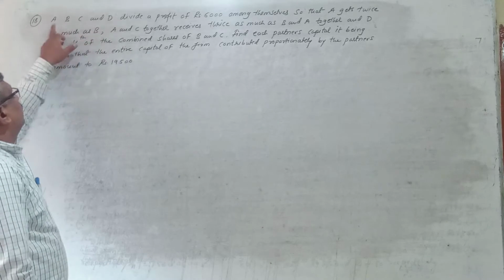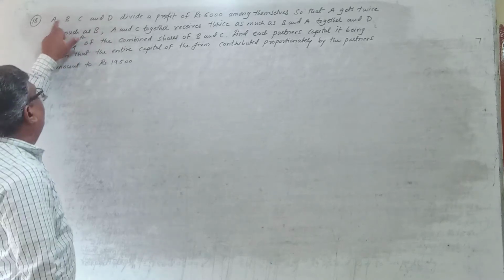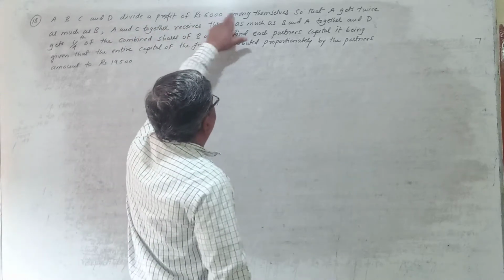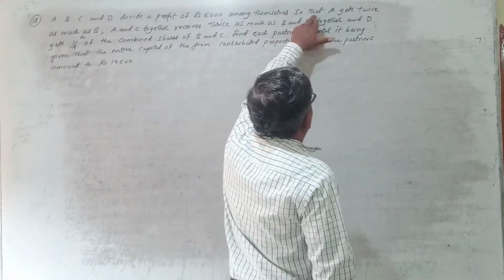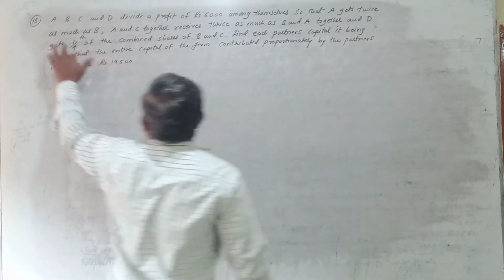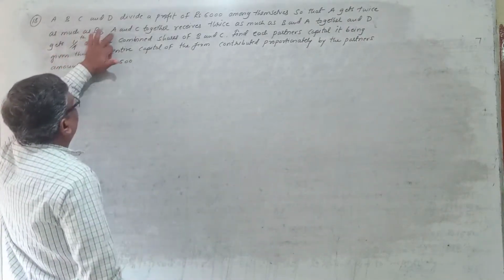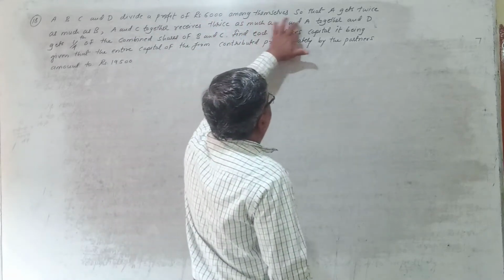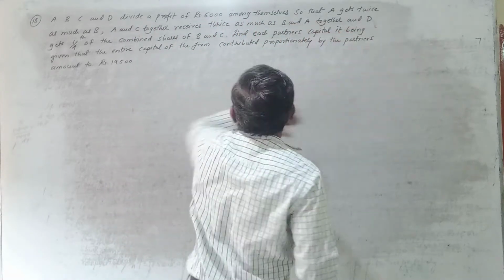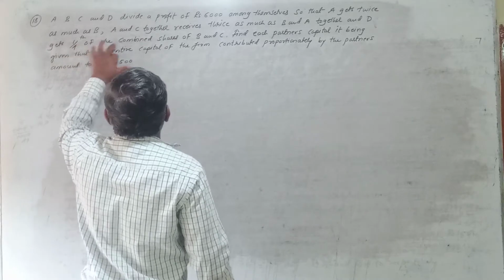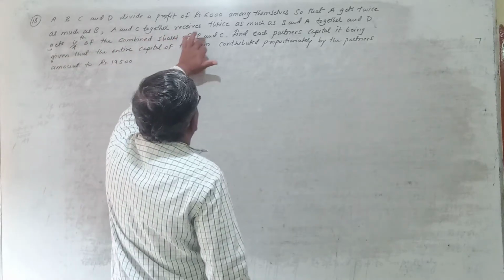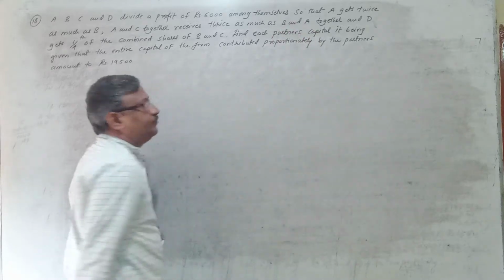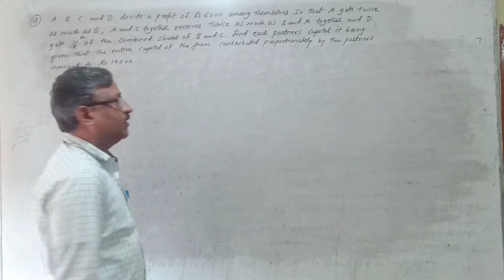So the problem is there are four partners, right? A, B, C and D divide a profit of rupees 6,000 among themselves so that A gets twice as much as B. Then A and C together receive thrice as much as B and A together, and D gets 1/4 of the combined shares of B and C. Question is find each partner's capital. We have to find out the capital of each partner.